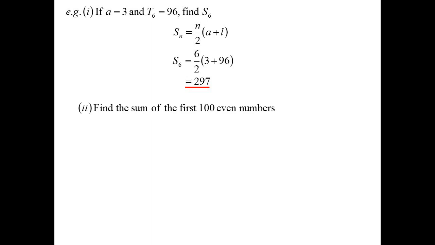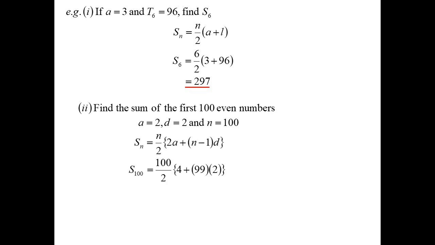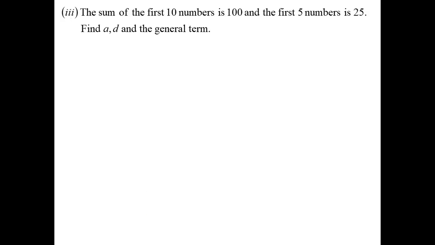Find the sum of the first 100 even numbers. And let's just pretend for now that I don't know what that 100th even number is. I just can't work that out. So I know that the first term is 2. The difference must be 2 because even numbers go up by 2. And there's 100 of them. So because I don't know what that 100th even number is, I could use the 2a plus n minus 1 d formula, substitute in, tidy it up, and there it is, 10,100.